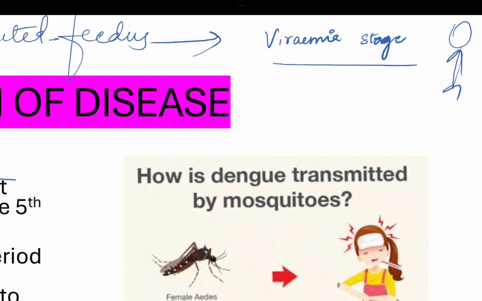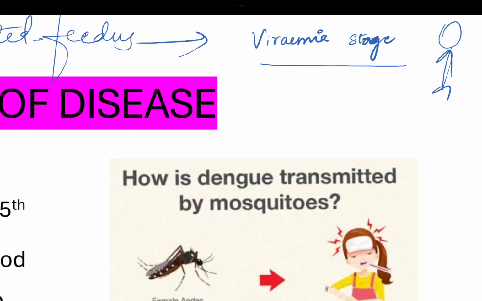So what happens during the viremia stage? When does this viremia stage occur? A day before onset, to the fifth day of the illness. During this period, the patient becomes very much infective.